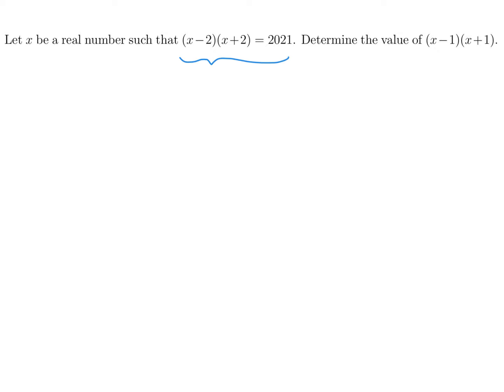Let's first expand this, and then when we do, we get x squared minus 4 is 2021. That means x squared is equal to 2025, and therefore, this is a perfect square, so x would be plus or minus 45. Okay, so now let's concentrate on this guy.